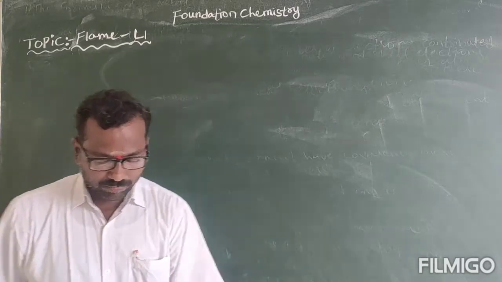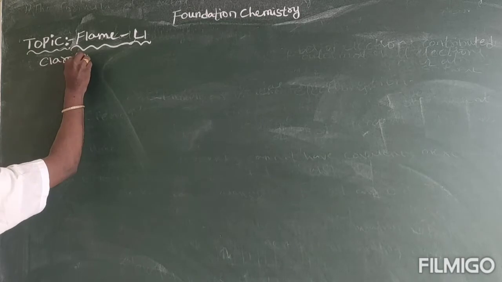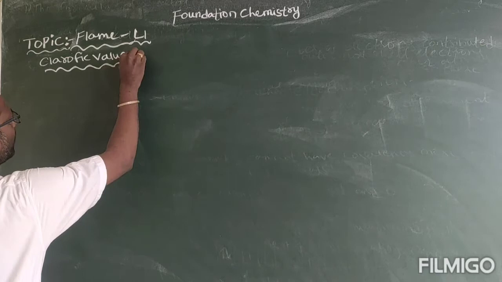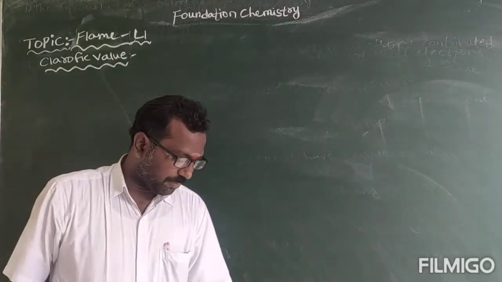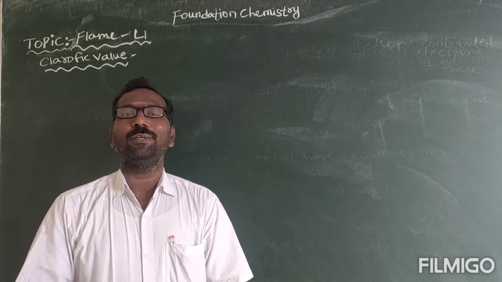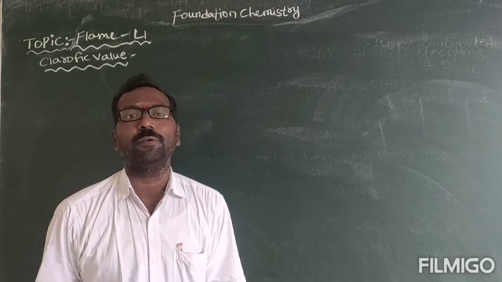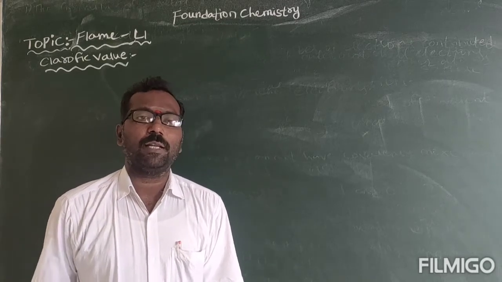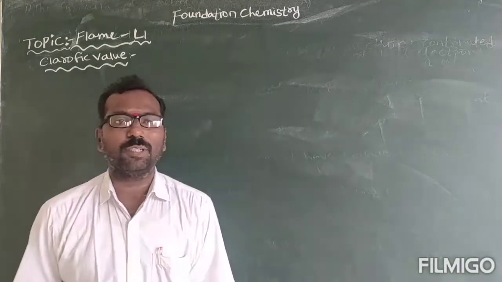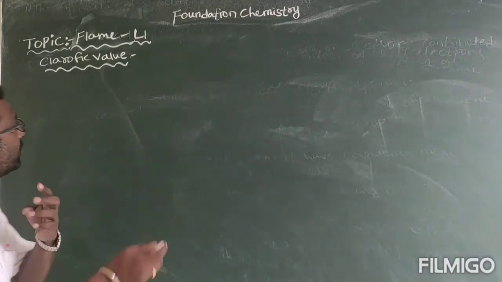Okay, so what is a calorific value? What is a calorific value for a fuel? When you burn 1 kg of fuel, how much heat energy is produced? That is called the calorific value of the fuel. Calorific value means the amount of heat energy produced on complete combustion of 1 kg of a fuel is called its calorific value.